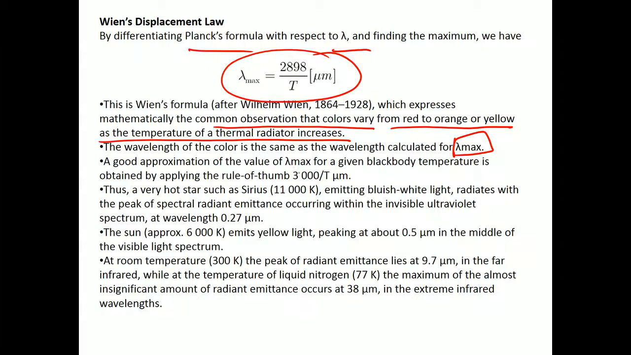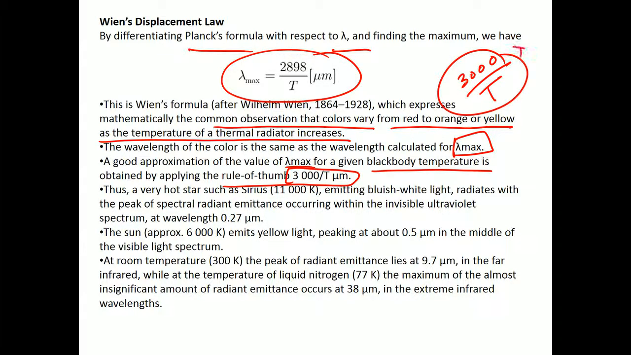A good approximation of lambda max for a given black body temperature is obtained by applying the rule of thumb 3000 by T microns. If you know the temperature, 3000 by T will give you lambda max. That means you would be able to see the color corresponding to that. Thus, a very hot star such as Sirius, which is 11,000 Kelvin, emits bluish white light, radiating with a peak spectral radiant emittance which occurs within the invisible ultraviolet at about 0.27 microns.